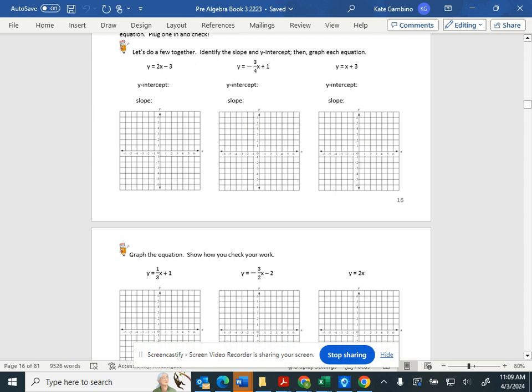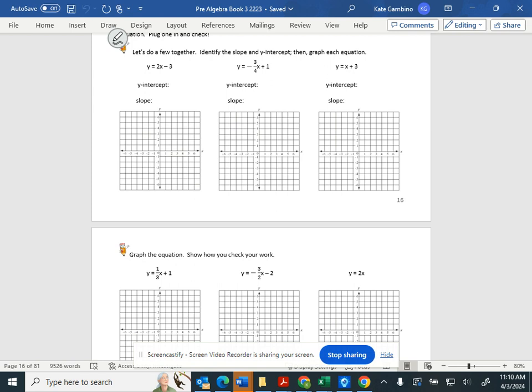So if we have y equals 2x minus 3, we need to identify the slope, the y-intercept, and then we're going to graph it. So what would my y-intercept be if y equals 2x minus 3? What do you think that y-intercept is? Remembering what the y, the x, the m, and the b stand for. What do you think, James? 3.